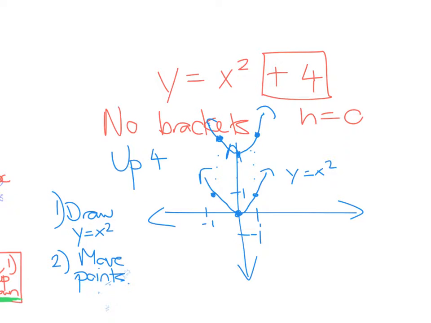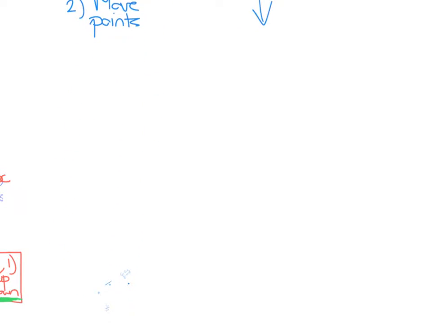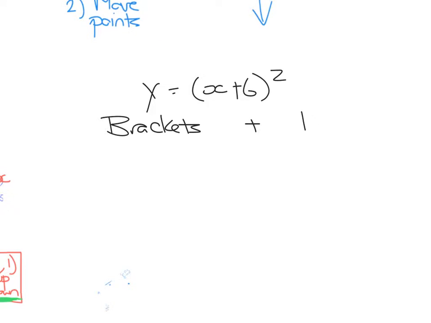The final type that's a bit like that is if you don't have moving it up and down and you're just moving it across. So say you had y equals x take 6 all squared. All that's saying is, well, let's go plus, just for fun. We have brackets, and we have a plus in the brackets. That means we move it left. That's the bits of information you need to know.